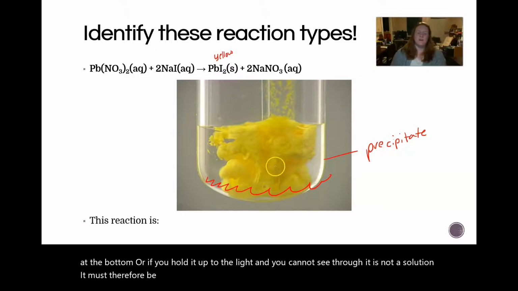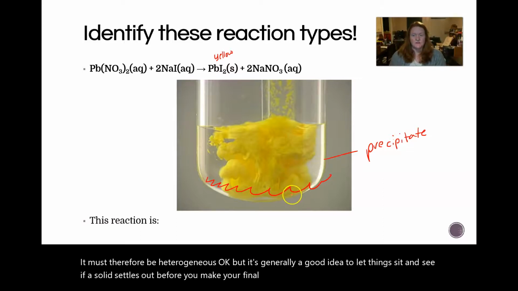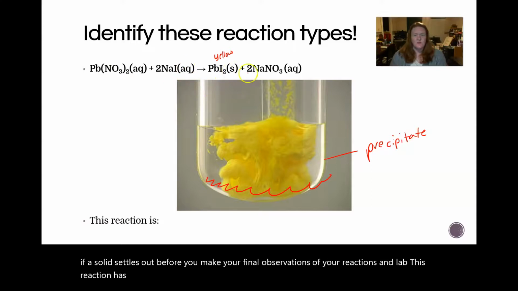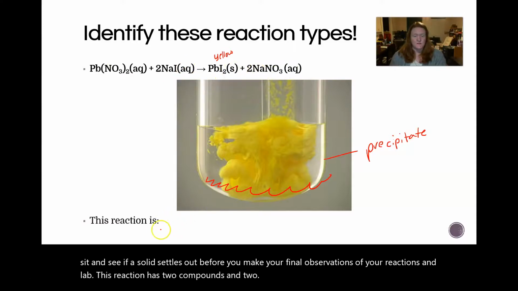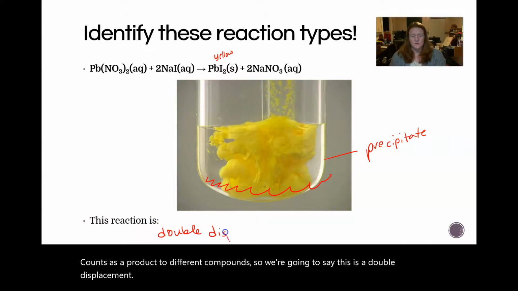Okay? But it's generally a good idea to let things sit and see if a solid settles out before you make your final observations of your reactions in lab. This reaction has two compounds as reactants and two different compounds as products. So we're going to say this is a double displacement or replacement, either one.